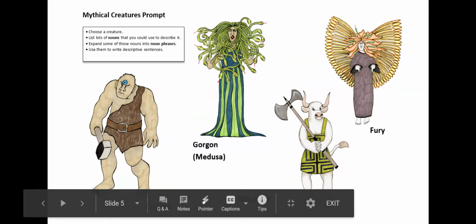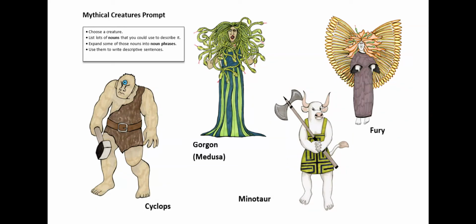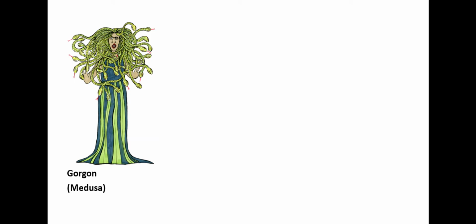So what you're going to do today is you're going to choose a Greek mythological character to describe using expanded noun phrases. So in your worksheet on Google Docs, you'll have an image like this. I'd like you to either choose one of the pictures here or choose another Greek mythological creature to describe. Right, for my example, I've chosen Medusa, who's a Gorgon. So Medusa's her name and Gorgon is the type of creature that she is.